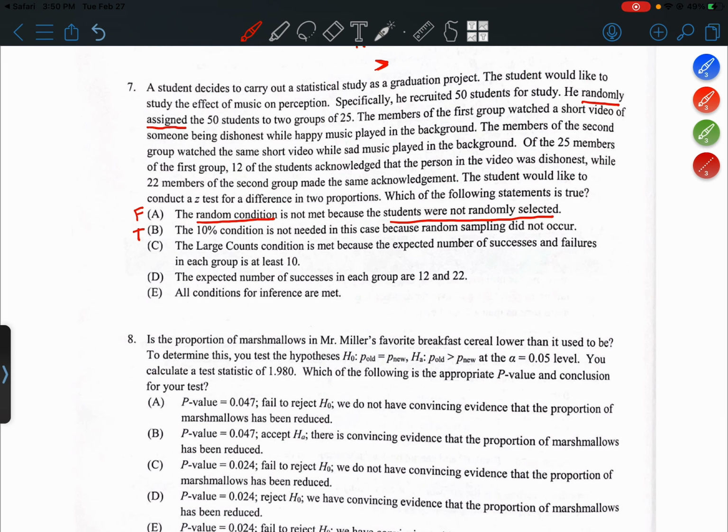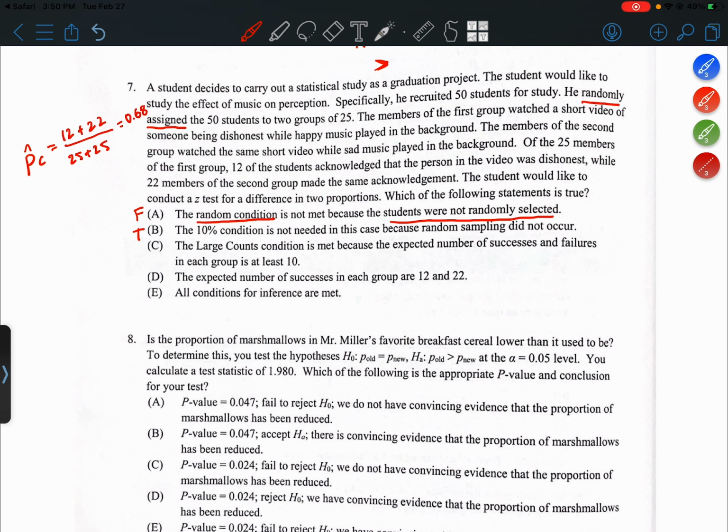Choice C. The large counts condition is met because the expected number of successes and failures in each group is at least 10. So the expected number of successes and failures we'd have to calculate using the combined proportion. So we had 12 plus 22 total students acknowledge the dishonest person, and there were 25 plus 25, so 50 students altogether in the study. That's going to be 34 out of 50, which is 0.68.